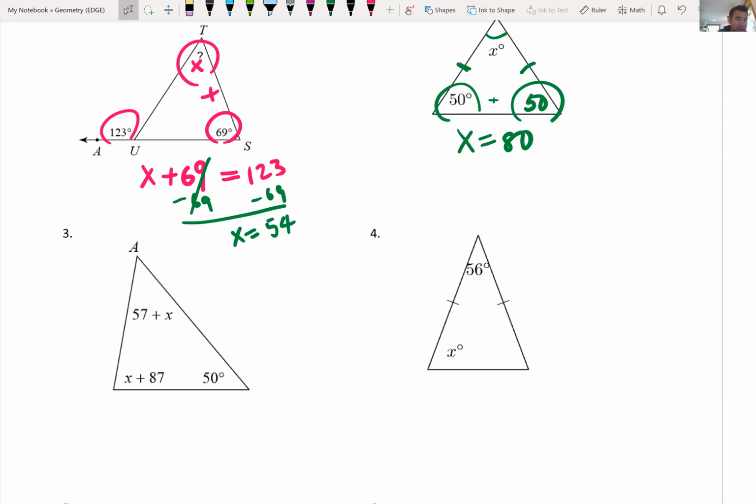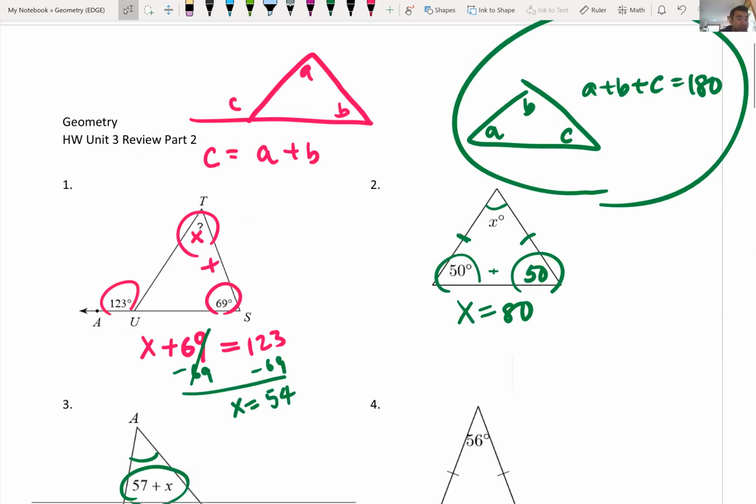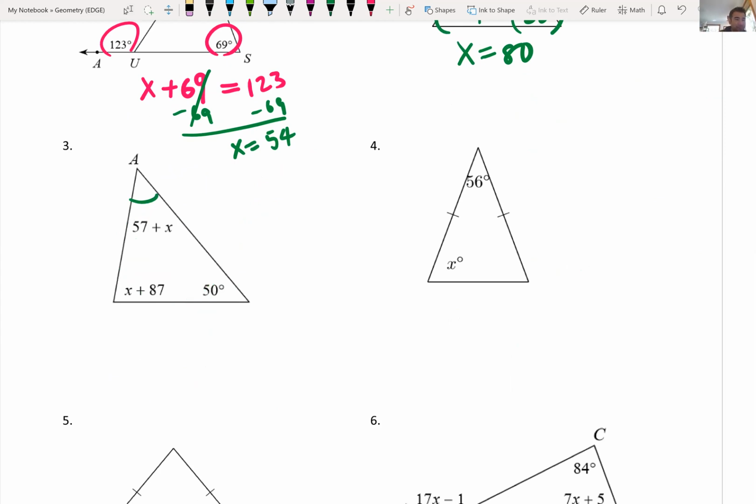When you see that you're dealing with those 3 interior angles, that means you need to be using the interior angle sum theorem. So let's add them all together and set equal to 180. So 57 plus x plus 87 plus 50, and that's equal to 180. Were you able to set that up first? You may have in a different order, and that's okay.